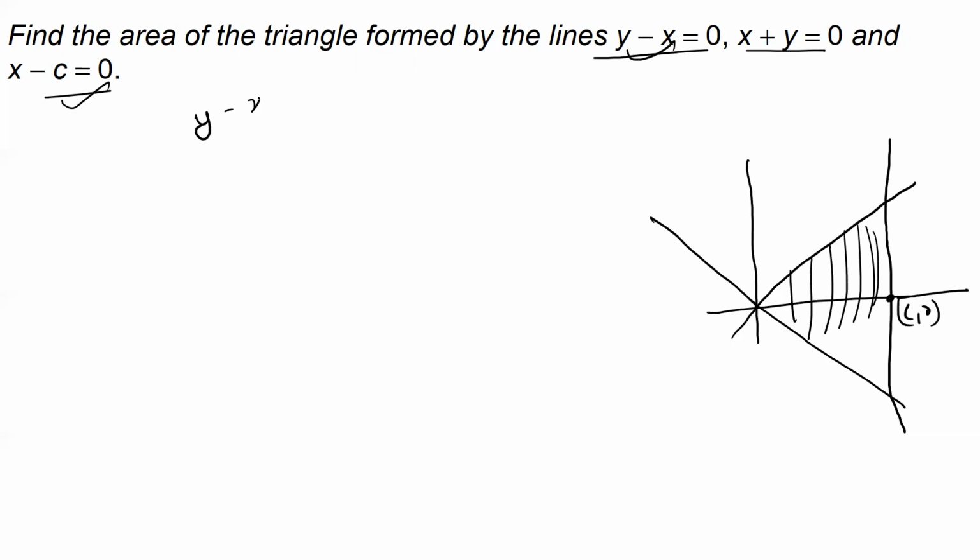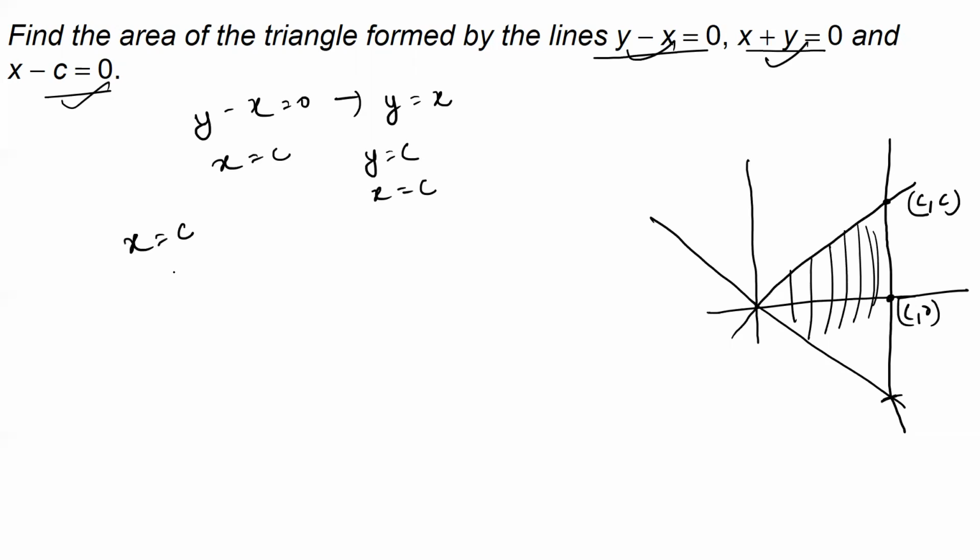So y minus x is equal to 0 and x is equal to c. From here we get y is equal to x. From here we get x is equal to c. So our point is y is equal to c and x is equal to c, which gives this point to be equal to c comma c. To find out this point, we solve y plus x is equal to 0 and x is equal to c. So we get x is equal to c and y is equal to minus c. So this point is c comma minus c.